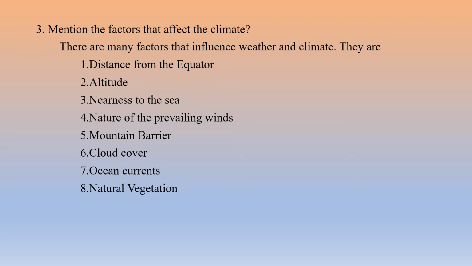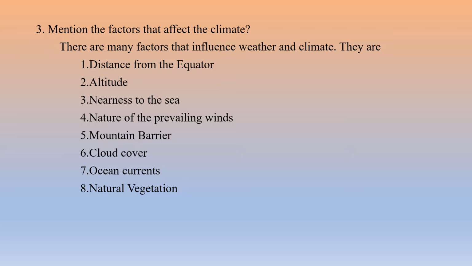Altitude. Altitude is nothing but the height of a place, whether it is located in the plain region or in a higher altitude, mountain region. Nearness to the sea. For example, we are located in Chennai, which is very close to the sea. During the summer season, we have a very hot climate in the daytime, and in the evening we have some chillness because of the moderate climate of the sea.